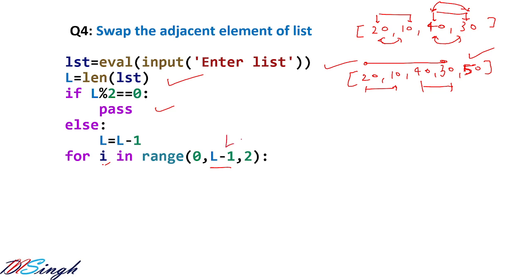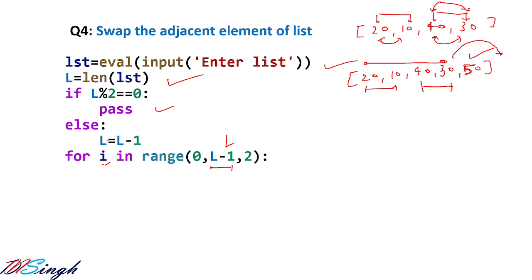If you put L here rather than L minus 1, where L is the length of the list, then you are going to get index out of range, because for the last iteration, as soon as you take the step of 2, you will go out of the index, and an out of index error is going to be generated by the range function. I hope it is clear why I have taken L minus 1.